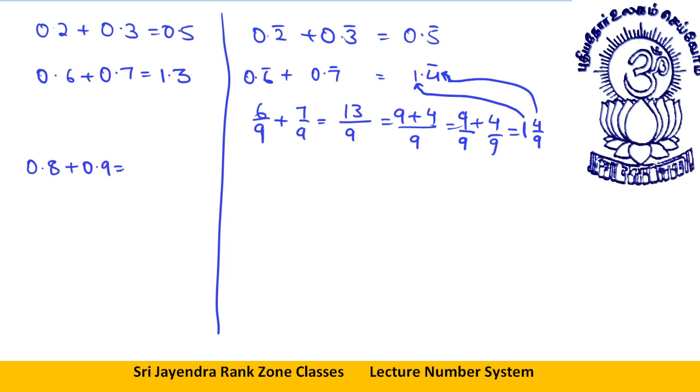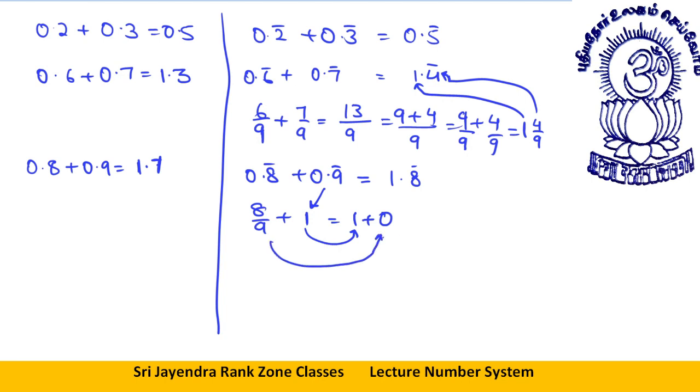If I say 0.8 plus 0.9, that is equal to 1.7. But if I write 0.8 bar plus 0.9 bar, then it won't be 1.7, it will be 1.8 bar. Again, let me show you how. 8 by 9 plus 9 by 9. Okay, dear students, 0.9 bar is 9 by 9. 0.9 bar is actually 1. So that becomes 1 plus 8 by 9, and 8 by 9 means 0.8 bar. So 1 plus 0.8 bar is like this.